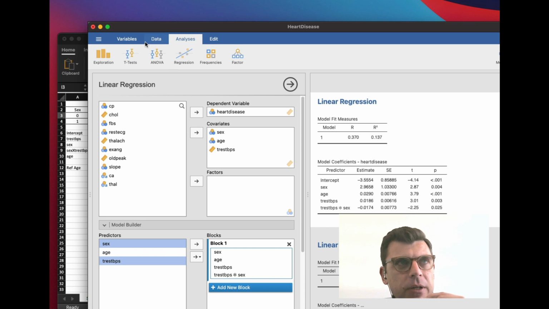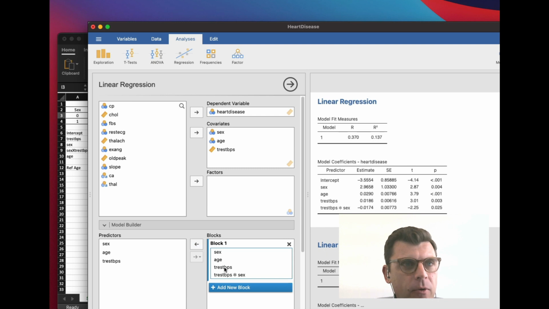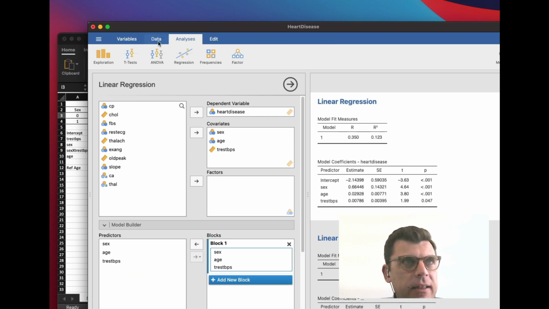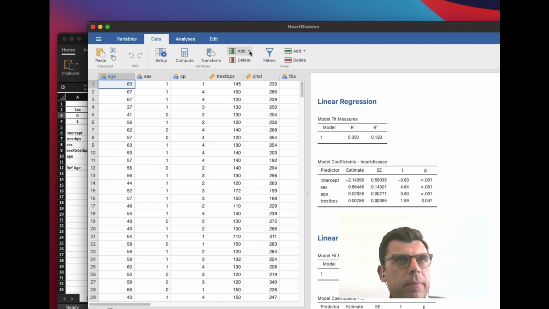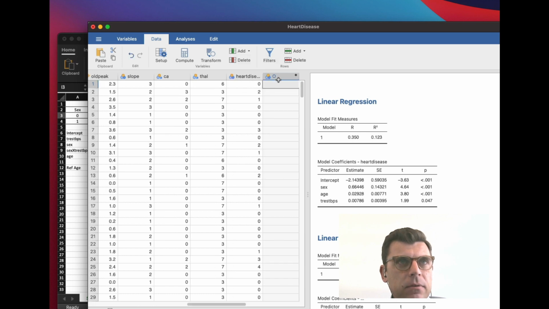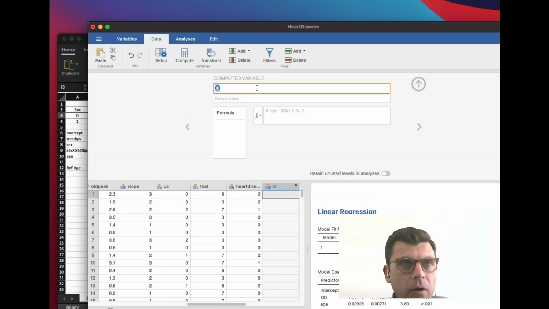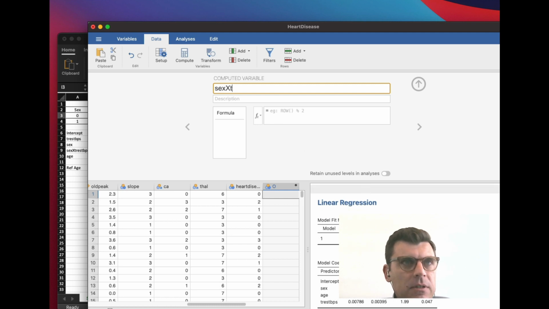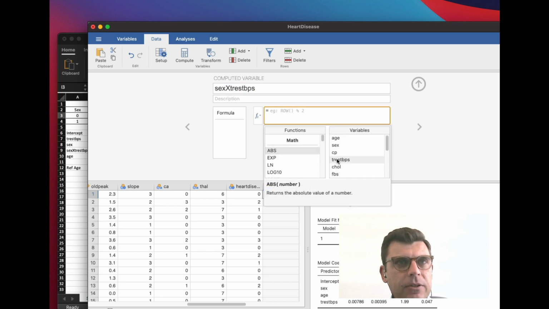I do want to show you very quickly one other way that you can create an interaction. Here we allowed Jamovi to create it for us, but we could actually create that variable and store it in the data. We can create a computed variable. We'll append it here. Our computed variable we're going to call sex times trestbps. And the formula is going to be sex times trestbps.